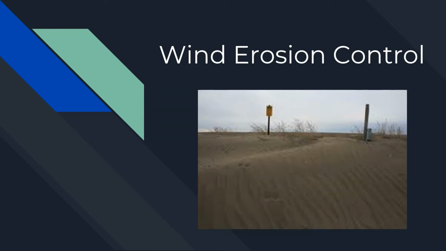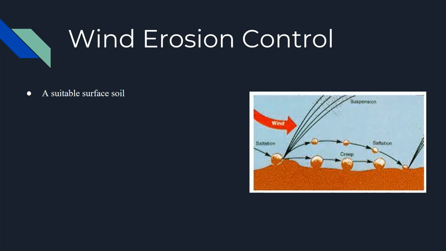Every economic entity must present its wind erosion control to all its stakeholders. The information provided must be accurate and present a true picture of the entity. Wind erosion control. A suitable surface soil texture is the best key to wind erosion protection.